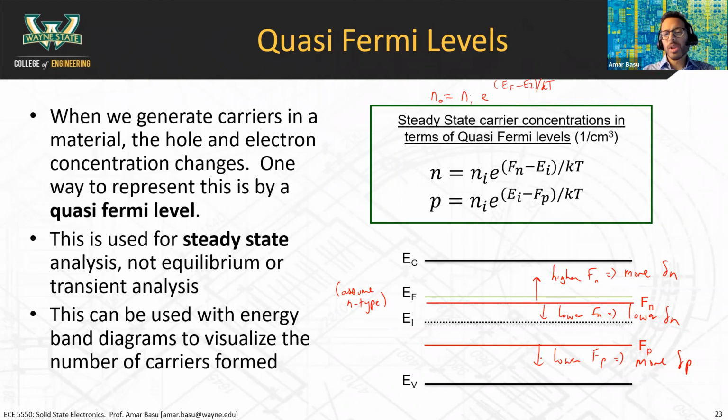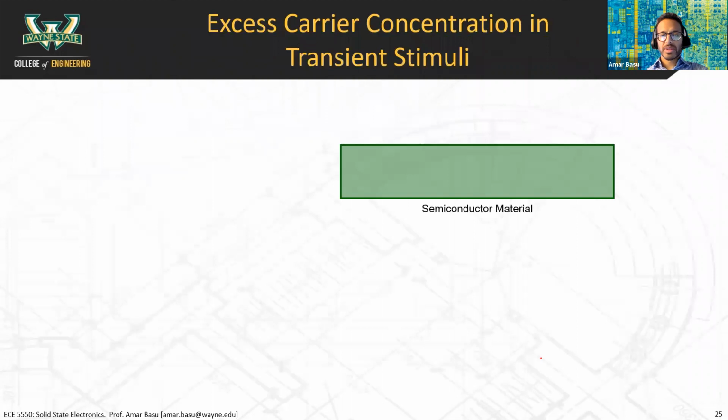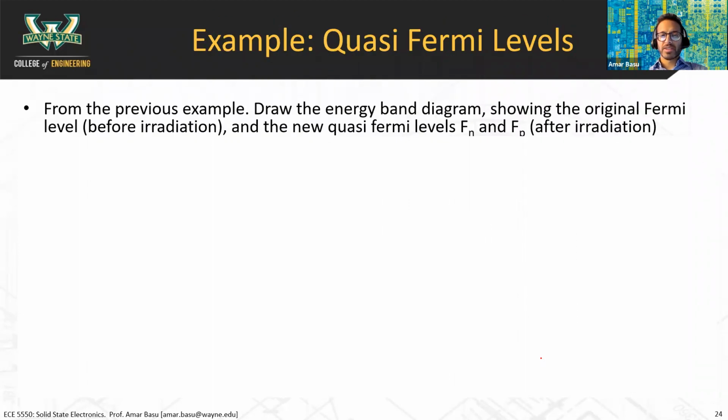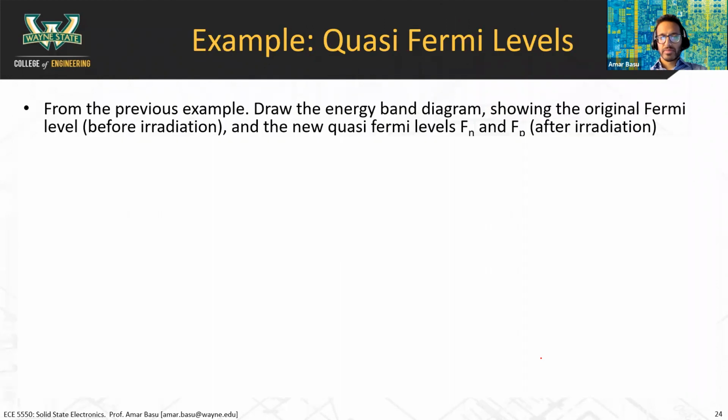Okay. So all I really need you to be able to do in these quasi-Fermi level problems is to draw the energy band diagram showing the original Fermi level before irradiation and then the new quasi-Fermi levels after irradiation. In the interest of time, we're not going to do this in class. I just want you to use these equations to figure out and draw the locations of the quasi-Fermi levels, very similar to how you draw E sub F. So I would like you to do those problems on your own as homework.